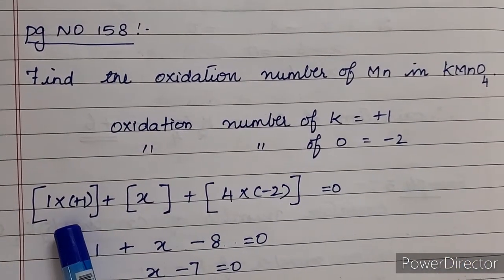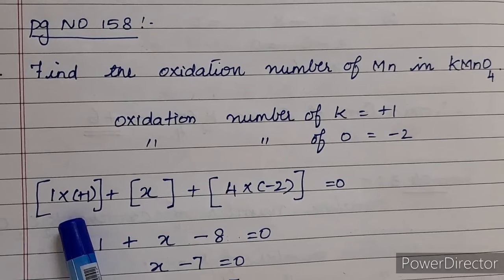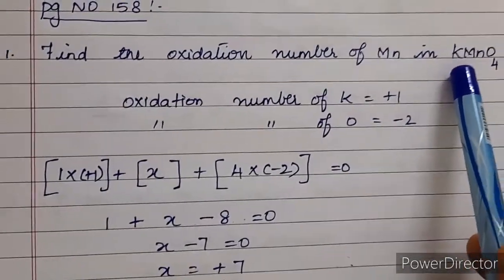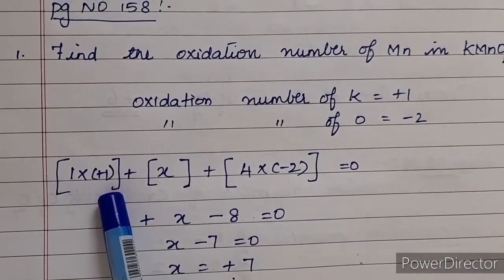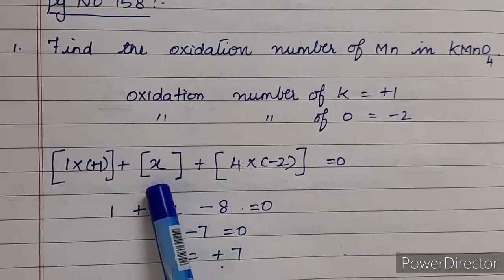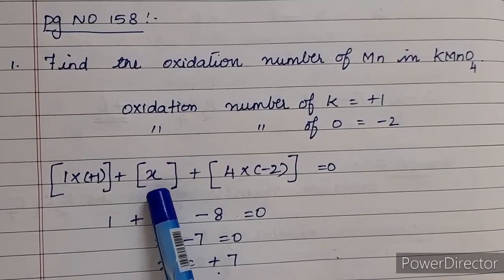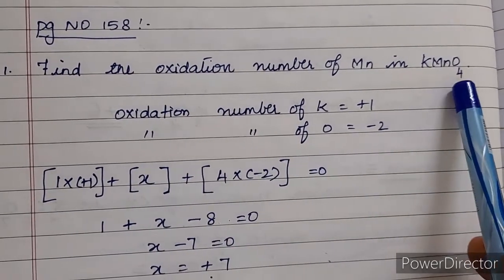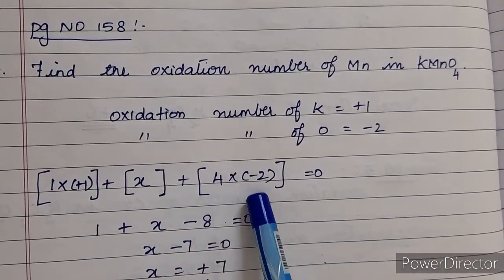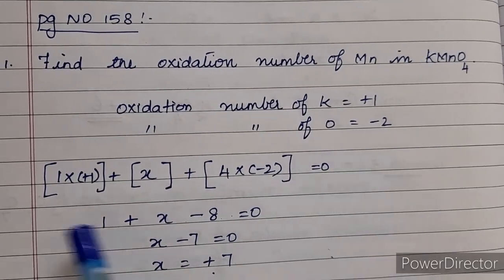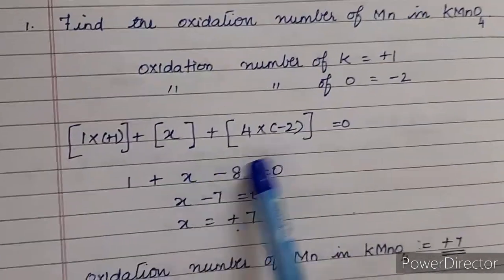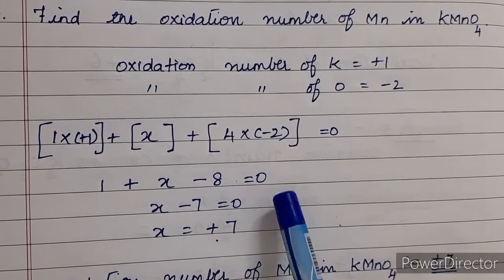Now here we are going to calculate the oxidation number of manganese in KMnO4. How many potassium are there? 1. So 1 into plus 1. The oxidation number of manganese has to be found out, isn't it? So let it be X. Plus how many oxygen? 4. So 4 into minus 2 is equal to 0. Now this becomes 1, this is X and this becomes minus 8 is equal to 0.